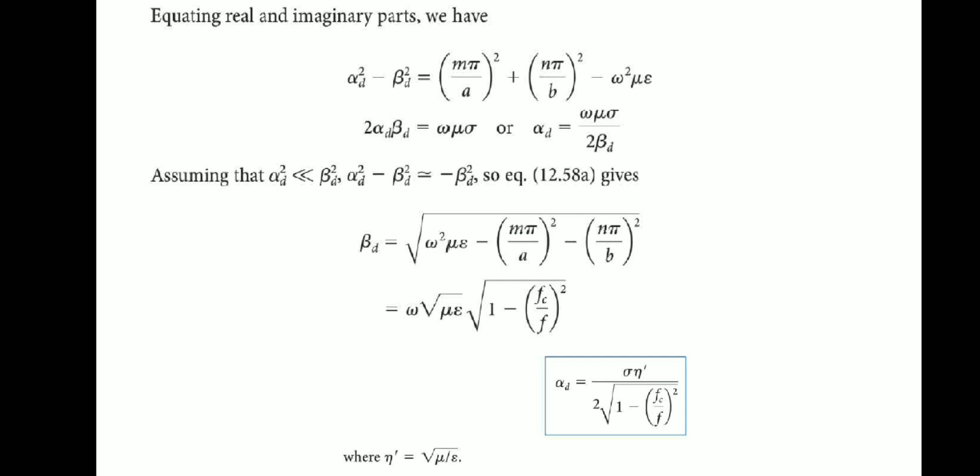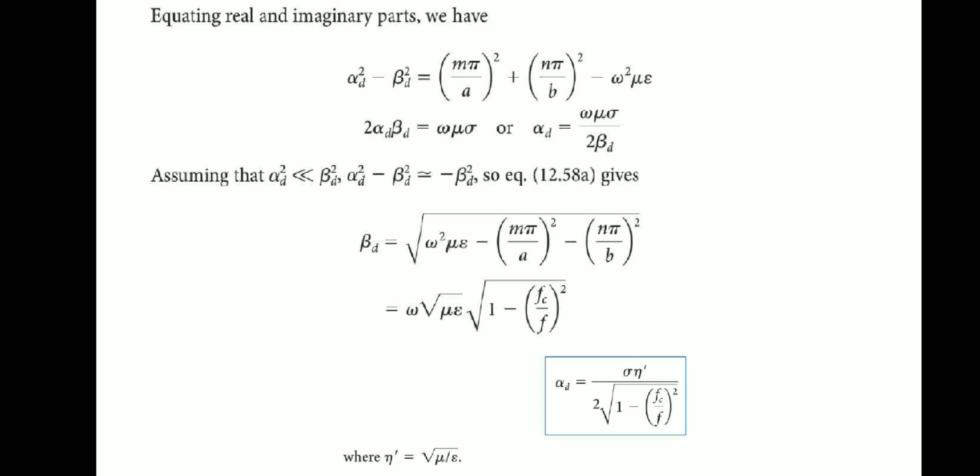So that omega cancels. So there should be omega root of omega by mu, and mu is there. In the numerator we have 1 mu and in the denominator we have root mu. So you will get root mu by root epsilon there. Then the remaining is sigma by 2 root of 1 minus (fc by f) whole square.